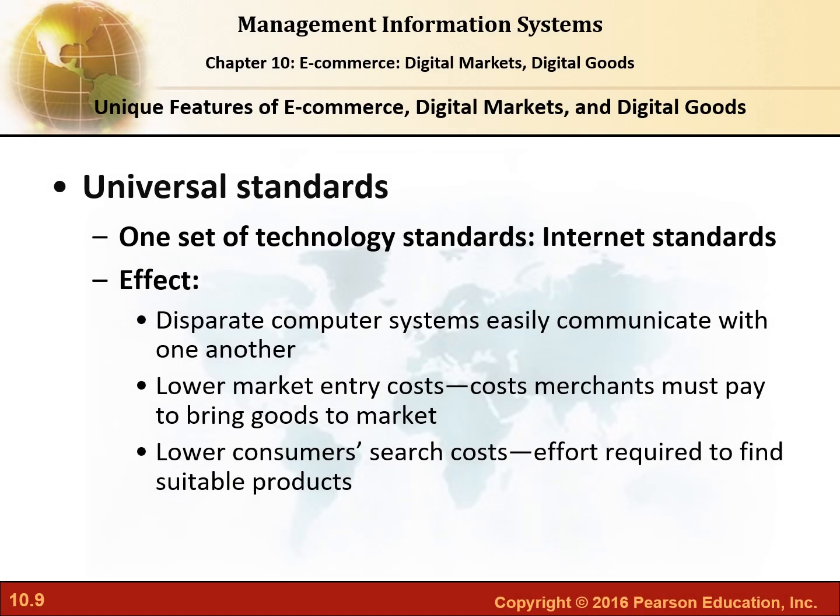And third feature is universal standards. In case of traditional commerce, there is no universal standard, but in case of e-commerce, there is a universal standard. You see, all over the world, we are using the same standard that is called internet standards. It works through TCP/IP. There is no difference between persons. Like Bill Gates is using internet protocol, and we are also using internet protocol. Same thing. So here, disparate computer systems easily communicate with one another through this IP. And of course it lowered the market entry cost, because in case of traditional commerce you need to bear lots of entry costs, but in e-commerce, if you have something to sell, you can sell online anytime from anywhere. And definitely it is reducing the consumer search cost. Consumers can easily search by using their browser.